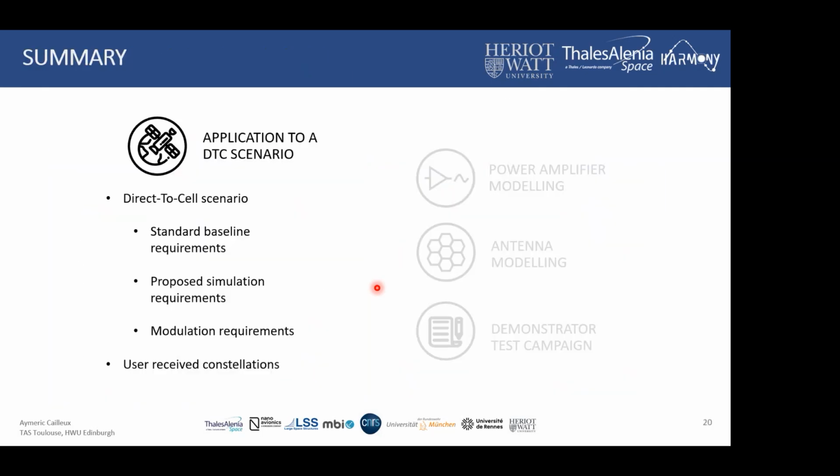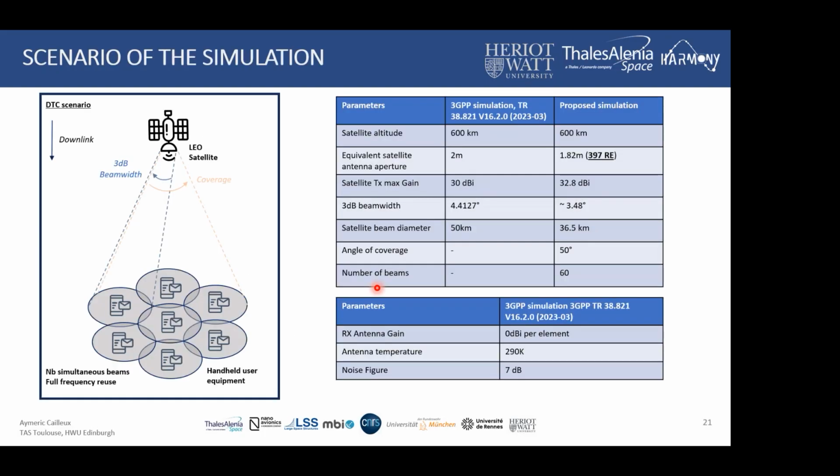All right, now we have the power amplifier modeling and we have the antenna modeling. We can apply it to a direct-to-cell communication scenario. So basically, what we did is to compare our results with a 3GPP simulation baseline. And you can see that we have very similar results, even if our antenna array has more gain than what is proposed, which is an approximation of 3GPP standards. And we took the same parameters for the user equipment parameters.